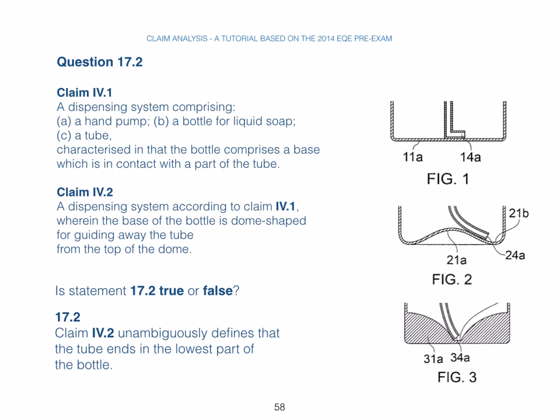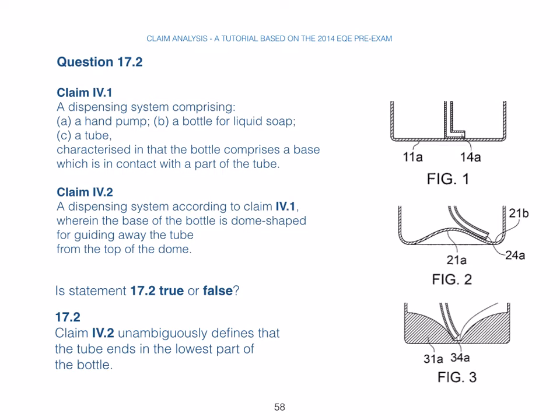That is falling under the claim, but does it define that the tube ends in the lowest part of the bottle? In figure 2, the tube does end in the lowest part of the bottle, and in figure 1, the tube does end in the lowest part of the bottle, and in figure 3, the tube does end in the lowest part of the bottle. So the drawings and the description are all consistent in that the tube always ends in the lowest part of the bottle, but the question is to know whether in fact this is unambiguously defined by claim 4.2.